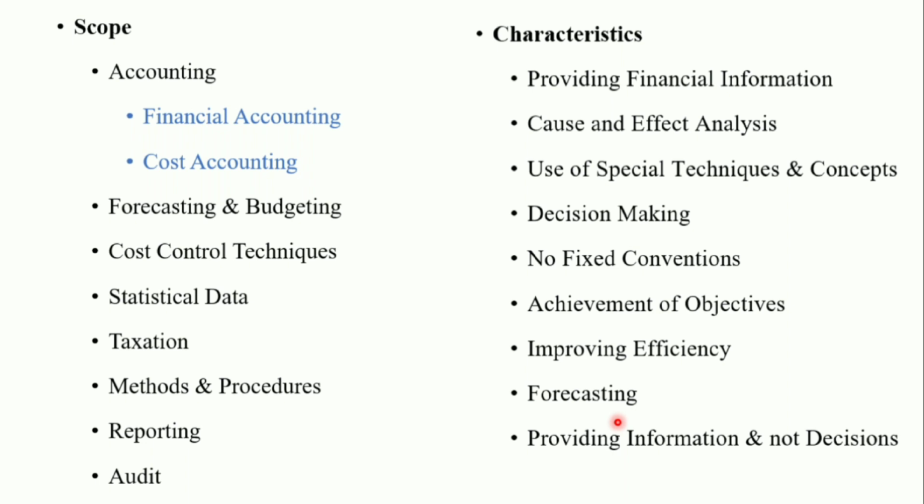And the last and most important characteristic is it provides information, not decisions. See, management accounting provides financial information, not the decisions. That is why it is said that management accounting depends on the efficiency of the management in using the information and taking effective decisions. These are all characteristics of management accounting.